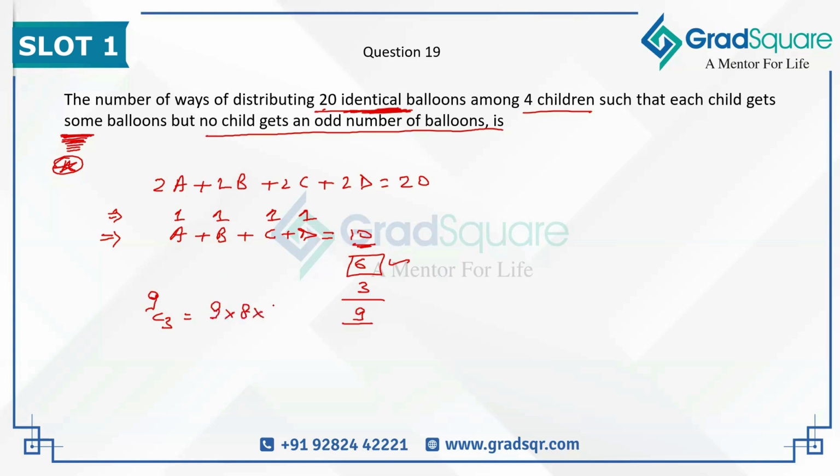9 into 8 into 7 divided by 3 into 2 into 1. So 3 3s are 9, 2 4s are 8, 7 4s are 28 into 3 should give me the answer, which is equal to 84. So 84 should turn out to be the answer for this particular question.